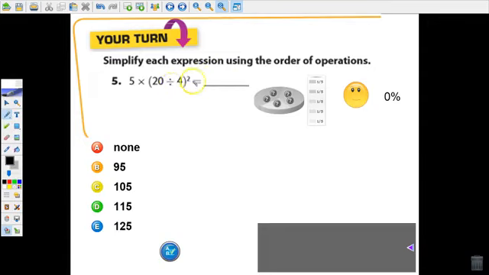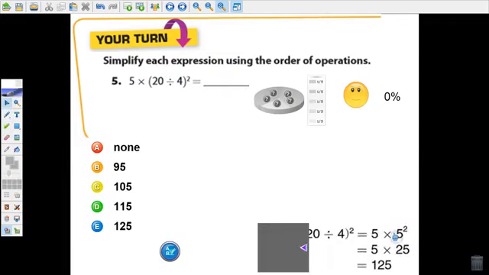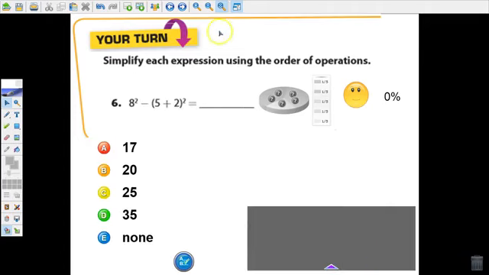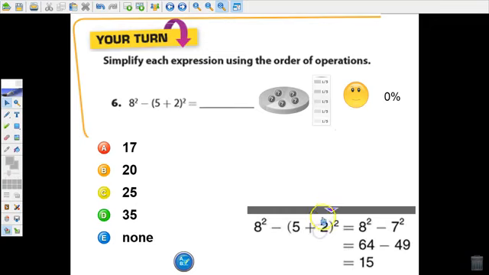Your turn. There are 3 your turns. Pause. Okay, here's the answer. Okay? Parentheses first, then the exponent, then we multiply. And our answer is 125. Next, your turn. Okay. Pause. Okay. Here's the answer.